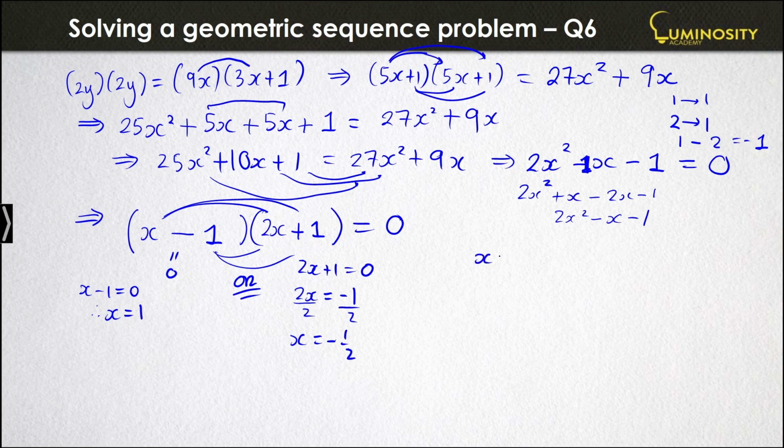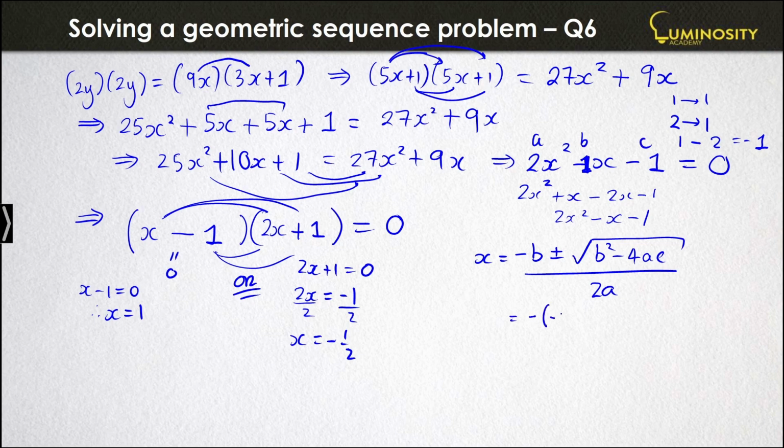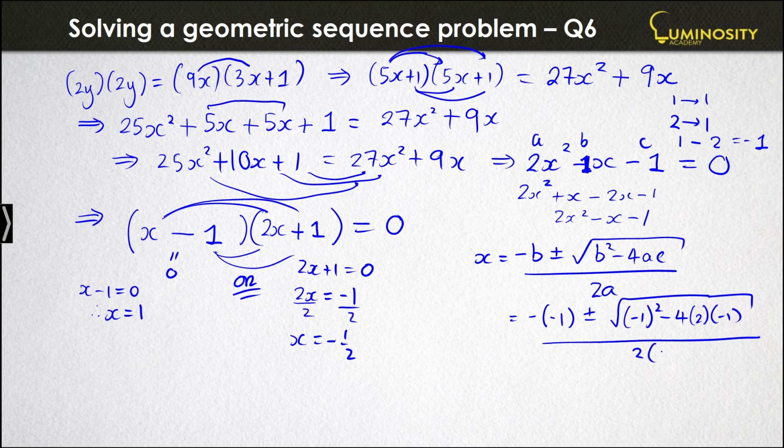So let's recall x equals negative b plus or minus the square root of b squared minus 4ac, all over 2a. My a value is 2, my b value is negative 1, and my c value is negative 1. So if I plug those values in, negative, open brackets, negative 1, plus or minus the square root of (-1) all squared minus 4 times a, which is 2, times c, which is -1, all over 2 times 2, because that's a.